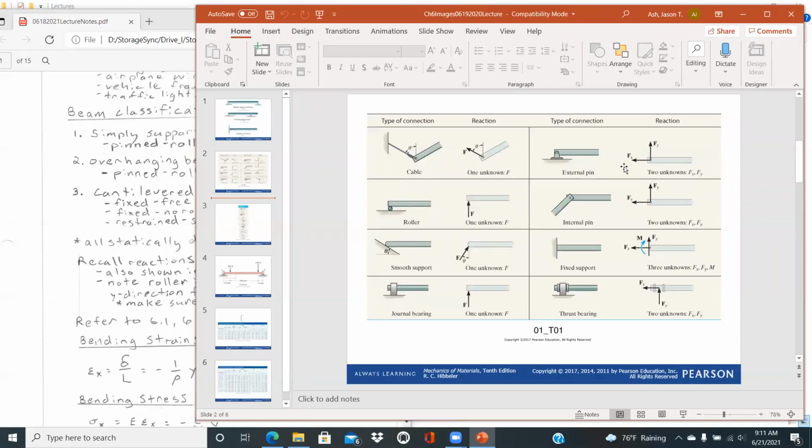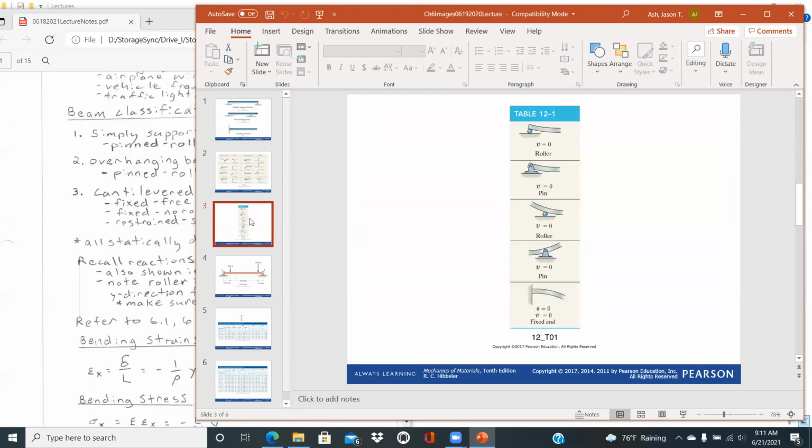Pin, again, forces in both directions. An internal pin, forces in both directions. Fixed support can support forces in both directions as well as a moment. And then a thrust bearing is able to support an axial load as well. So that shows up early in your Hibbler textbook.